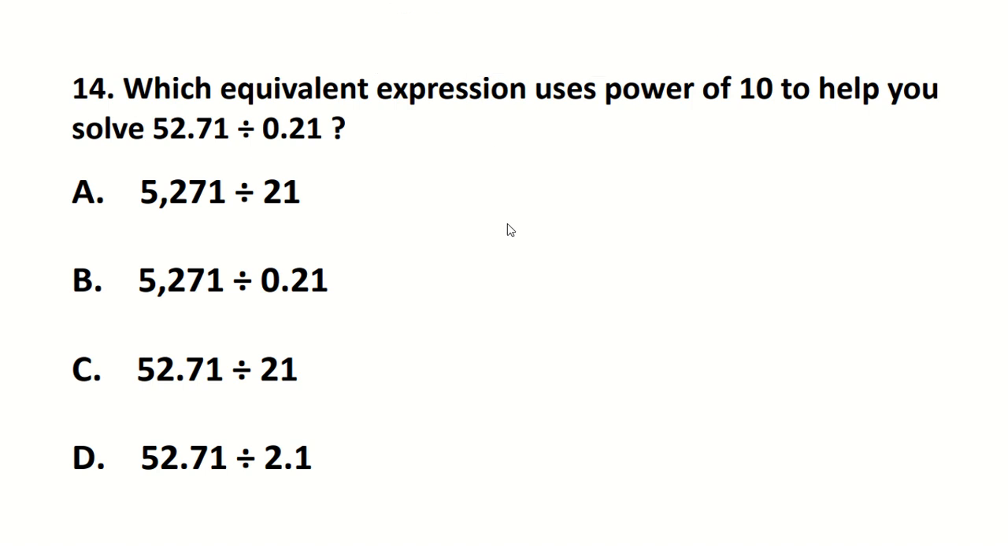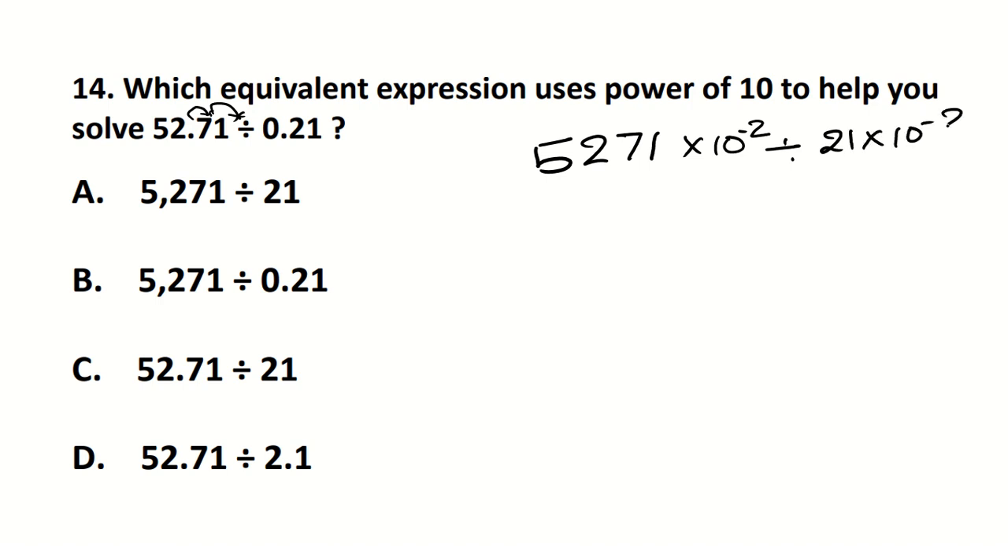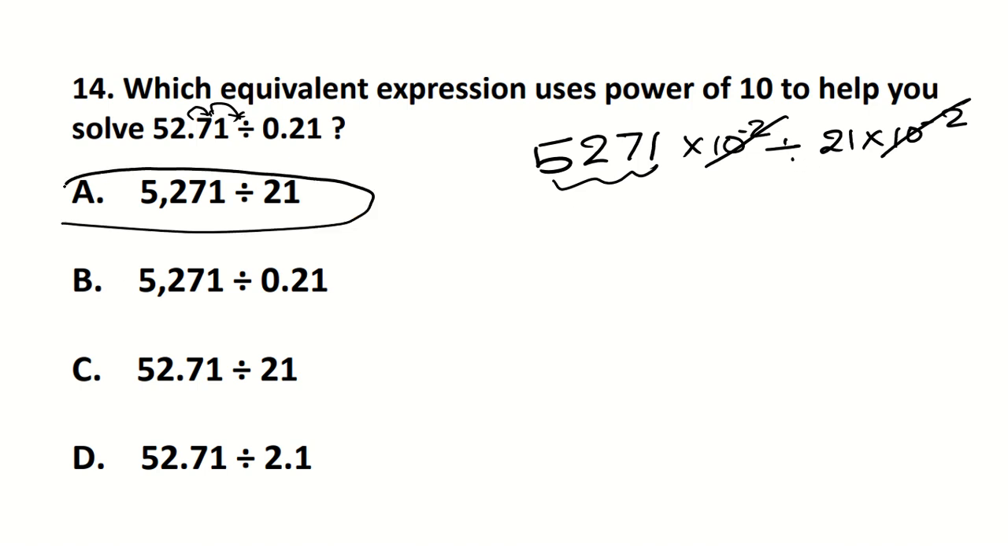Okay, so this is which equivalent expression uses power of 10? So you write it like this: 5271. Now you see how many decimal places here we have to go left to right? 1 and 2. So this is multiplied by 10 to the power minus 2, and then divided by, again same for the 0.21 also. So 21 multiplied by 10 to the power minus 2. Okay. So powers are same, so cancel it. So 5271 divided by 21. So this is the answer.